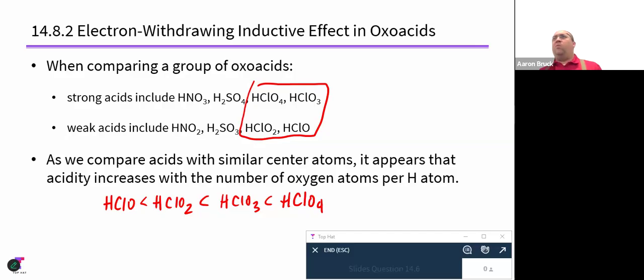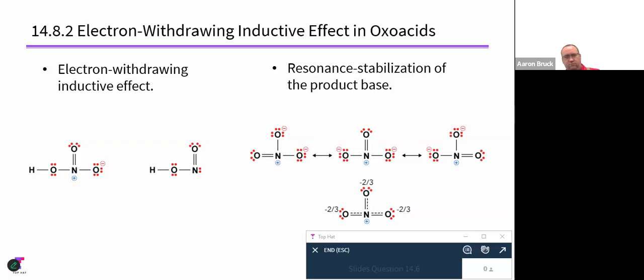Now the question becomes, well, why? Why is this the case? And so, what is the inductive effect? Well, the way that the inductive effect works is something along this line.